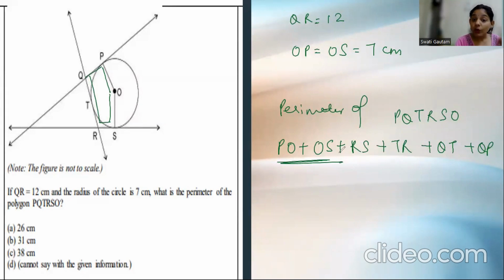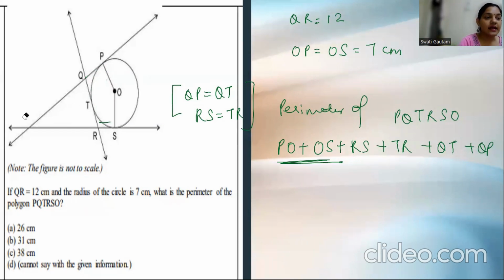Now we know from the chapter circles that QP is equal to QT and RS is equal to TR. Length of the tangents drawn from an external point are equal. So if you see very nicely, from point Q, QP and QT, they are tangents to the circle. Tangent means a line which is touching the circle at one point outside. Okay, touching the circle from one point.